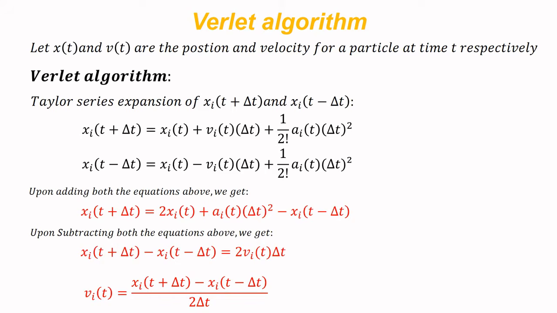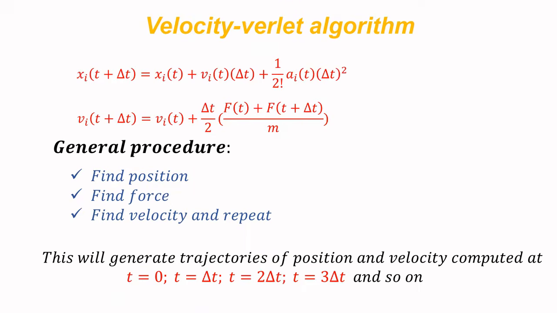So to minimize this problem, we have a much better approach to do this. This is the velocity Verlet algorithm. What is the velocity Verlet algorithm? The first equation is the same as in the Verlet algorithm, to find the position of the particle at time t plus delta t.